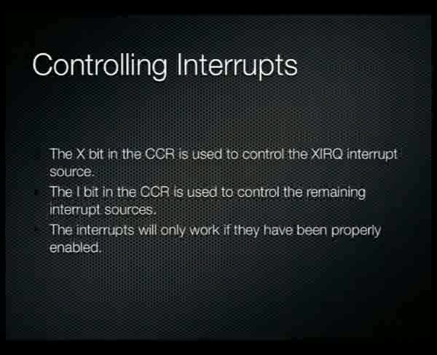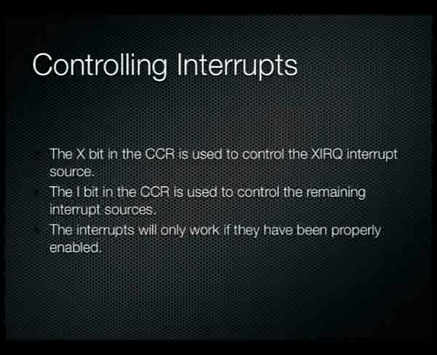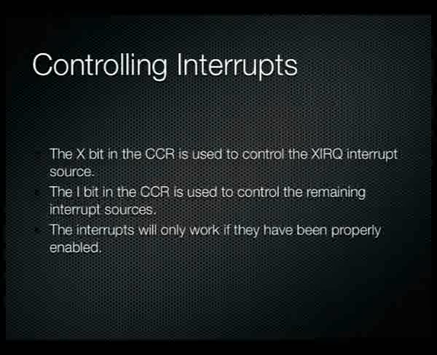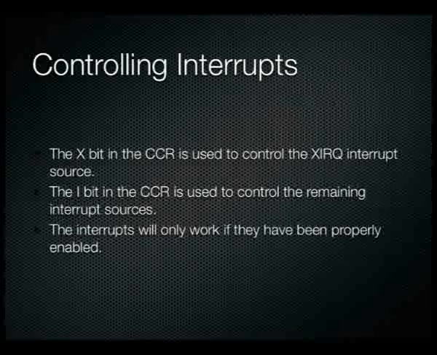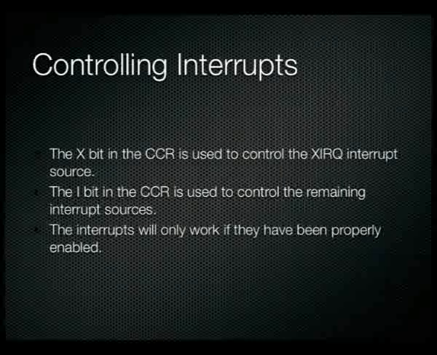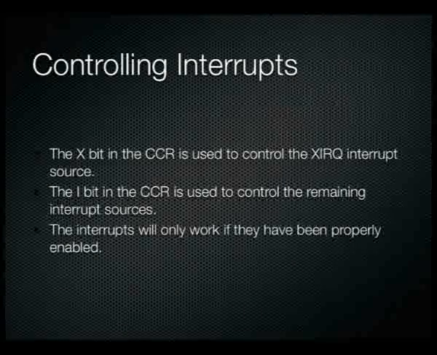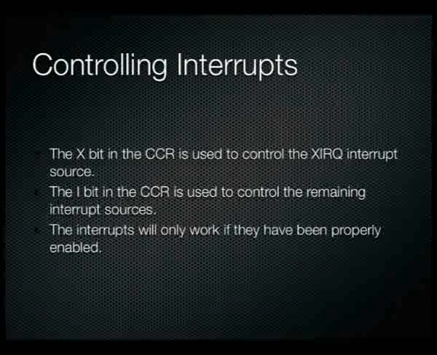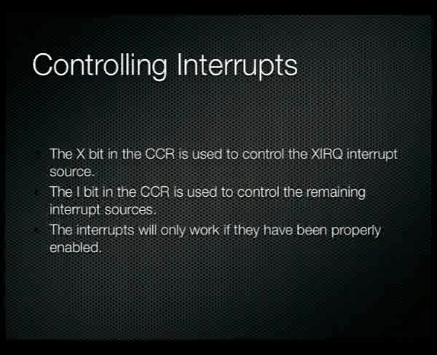When it comes to controlling the interrupts, the X bit in the condition code register is useful for turning on or off the external XIRQ pin, which is the non-maskable interrupt pin. And of course, as I just said, the I bit is used for turning on or off the remaining interrupt sources. So the interrupts will only work if the I bit is turned on, or if you're using the XIRQ pin, if the X bit is turned on, and by turned on I mean they're actually cleared. So if the I bit in the condition code register is cleared and the particular subsystem interrupts are turned on, then the interrupt will actually take place whenever that particular event it's looking for happens.